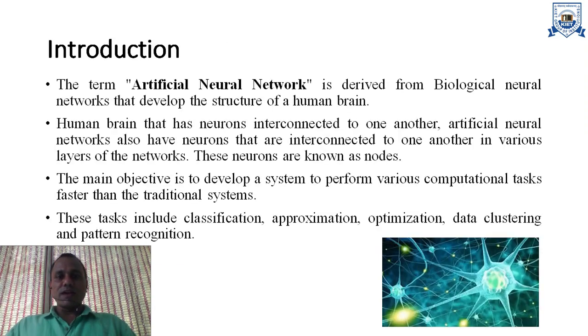So the term ANN is derived from the biological neural network. When we think about the biological neural network, we are talking about the human brain, how our human brain works. It's a combination of sensors and actuators. As our body parts, we have our tongue to taste something, our skin to touch something, we have our ear, we have our nose. These are the sensors, which take input from the external environment.